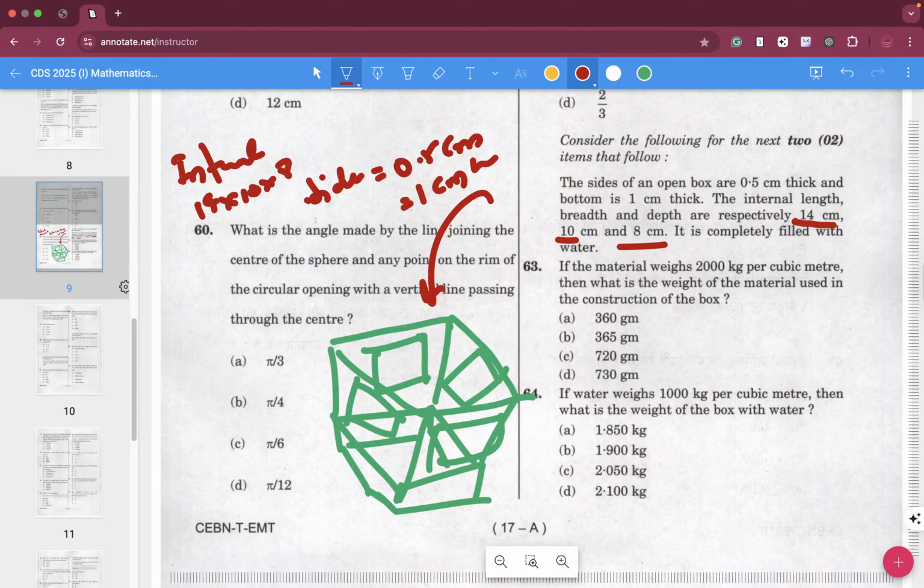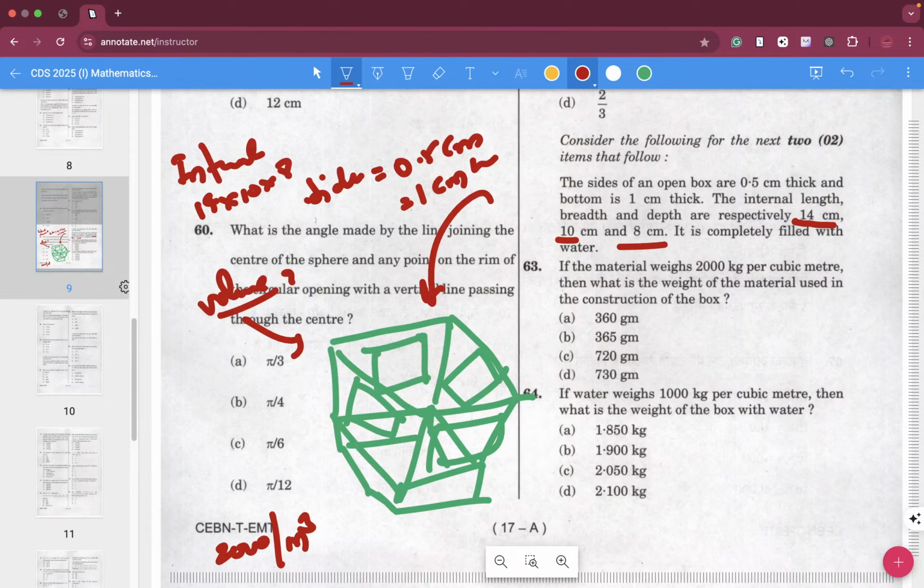So the first question that they are asking, if the material weighs 2000 kg per cubic meter, then what is the weight of the material used in the construction of the box? Basically they are asking what is the volume of this box, okay? There is internal dimension, outer dimension, sides are this and that, okay?